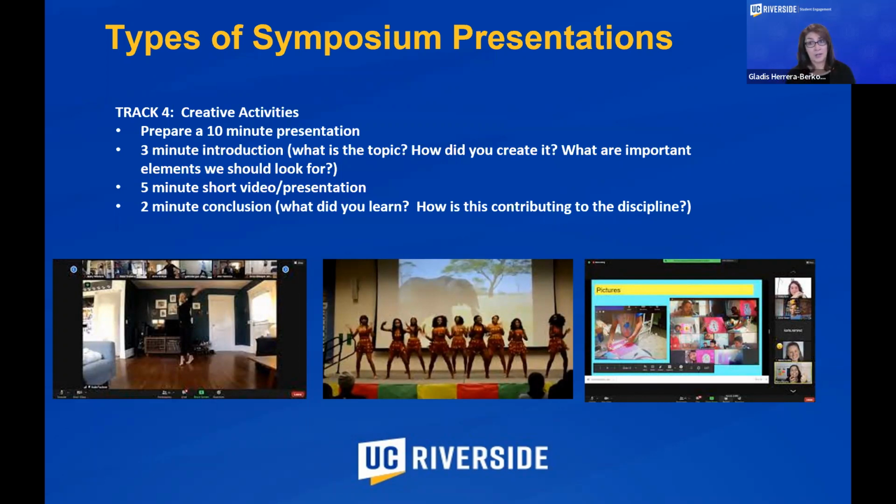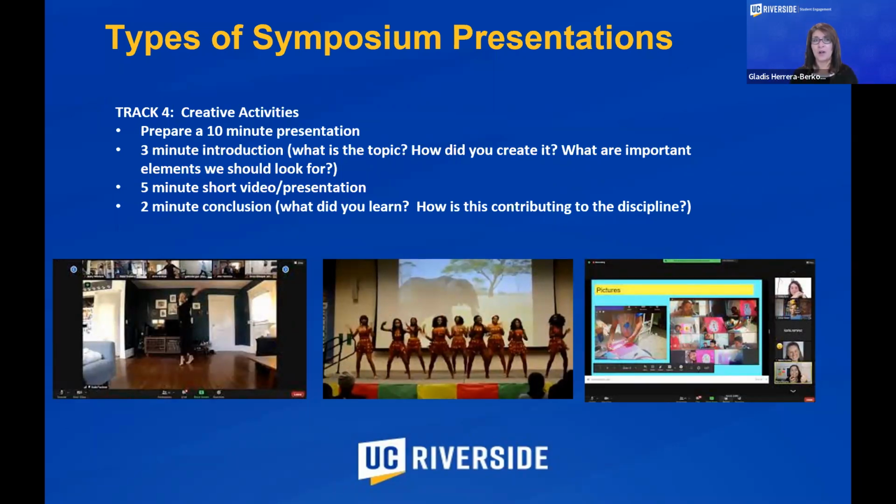What we would recommend, and again, talk to your faculty mentor about this, is a 3-minute introduction. What is your topic? How did you create it? What are the influences? What is it? Why is it important? And what are things that we should look at as you show us what your work is? You're going to show us your work with a 5-minute short video.